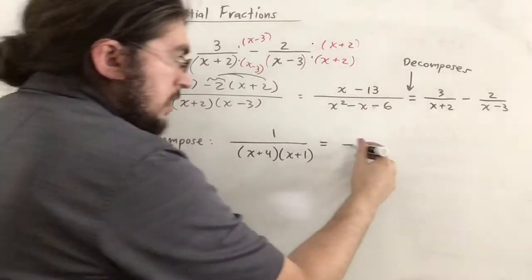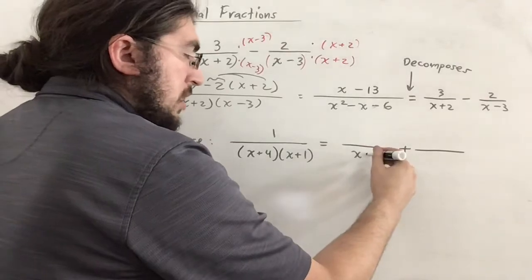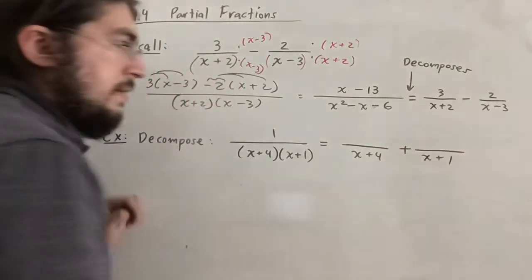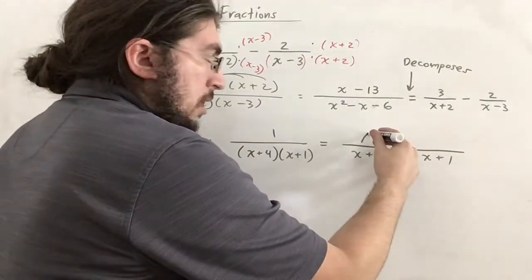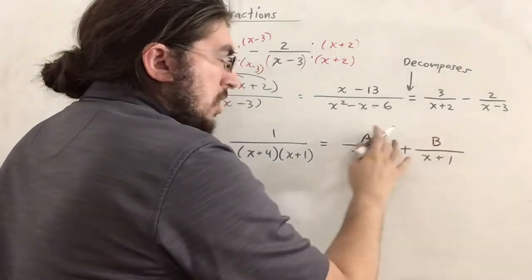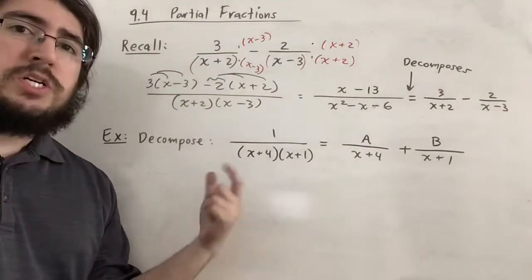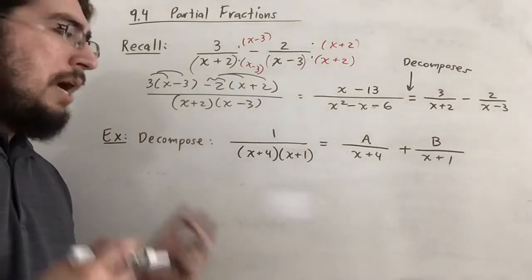And now I want to decompose this as something over x plus 4 plus something over x plus 1. Good. Now, those somethings I'm going to call A and B. You can honestly call them whatever you want. You don't even have to use capital letters, but that's just the traditional notation for partial fraction decomposition. Okay, good. So now what?